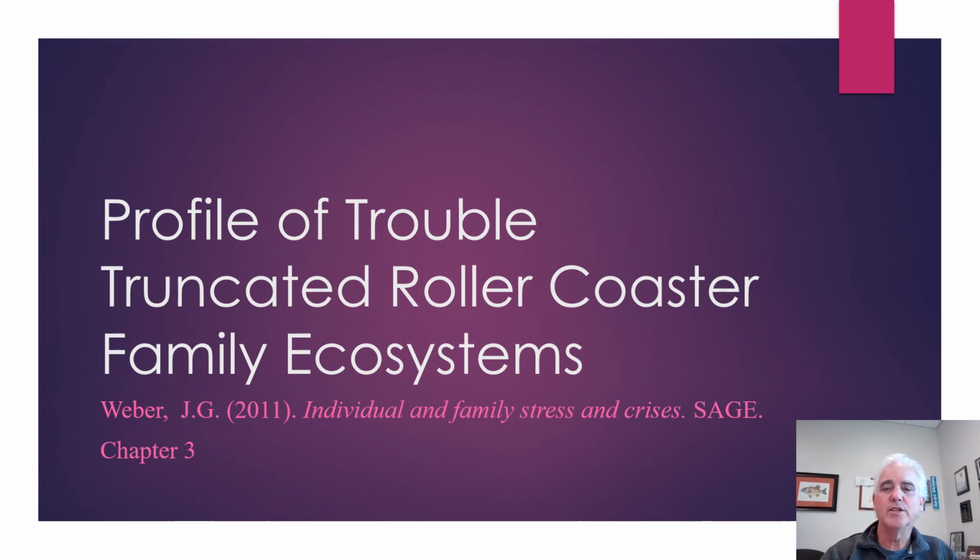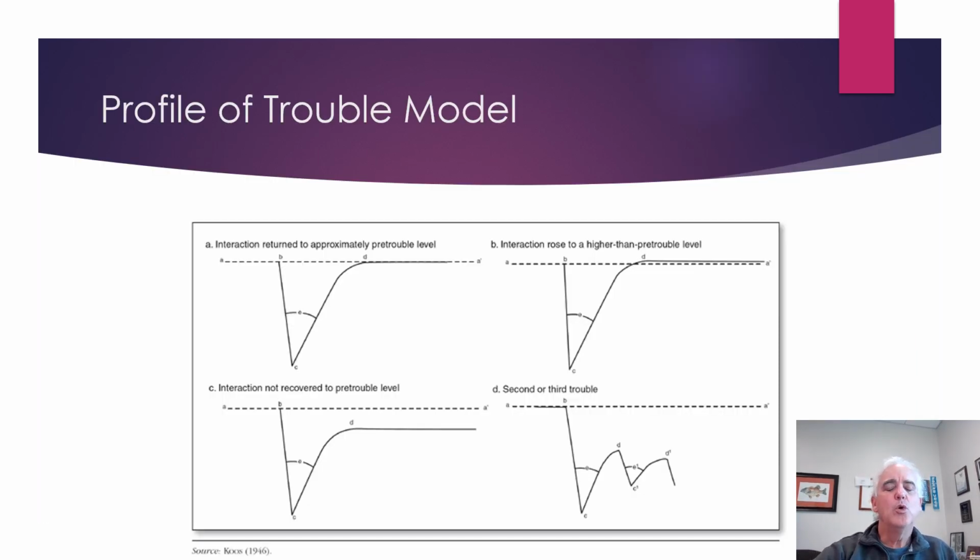Okay, moving on to slide 2. So the profile of trouble model. Notice this diagram. There are essentially 4 profiles where a family experiences stress. A, in the upper left-hand corner, is a family that comes back to the level they were at after the crisis was over, a level of previous functioning. B, they come back from the crisis and are doing even better than they were before the crisis.